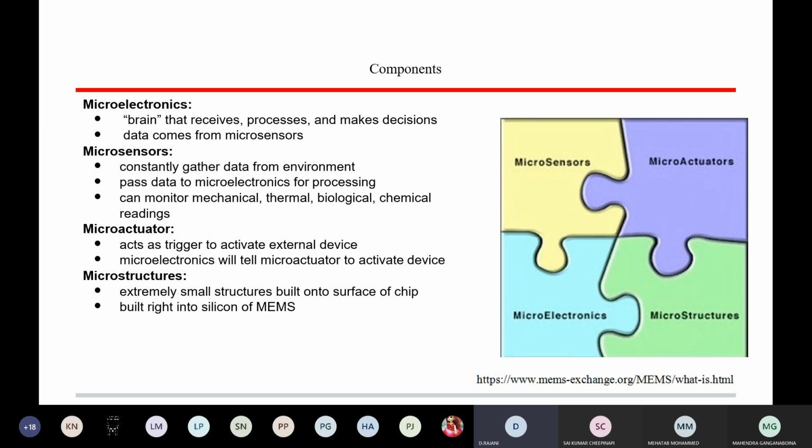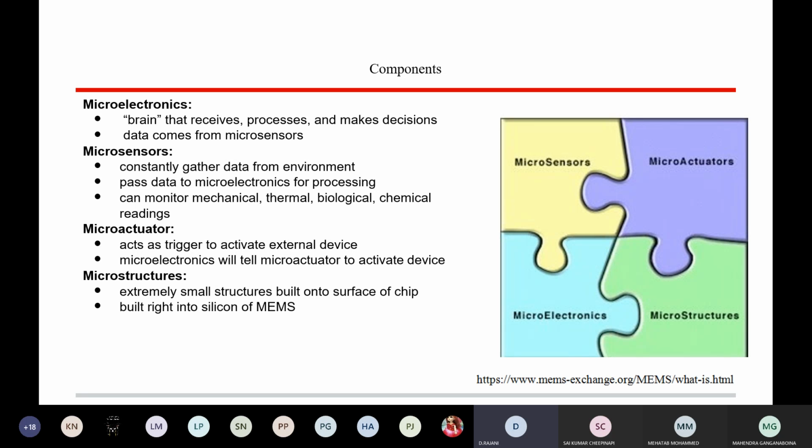Next, microstructures: extremely small structures built onto the surface of a chip. Here, the structure is considered for any IC. In IC fabrication, the surface area we have to consider is the structure. Like I already explained, suppose we take any building. Internally it has a bedroom, kitchen, or drawing hall, likewise. Outside, it is considered only a building. Likewise we can take the structure. So we have to remember it the same way.